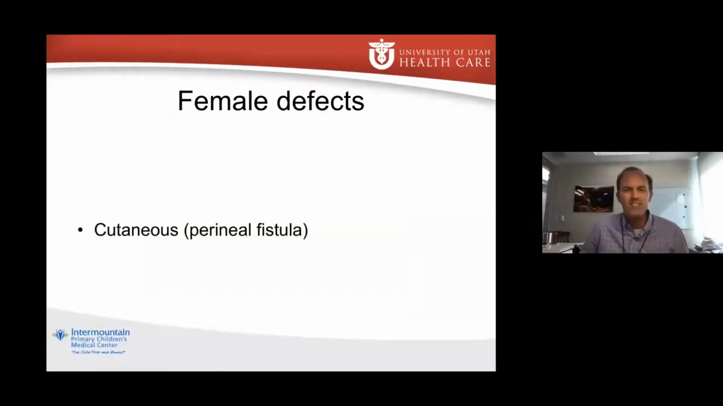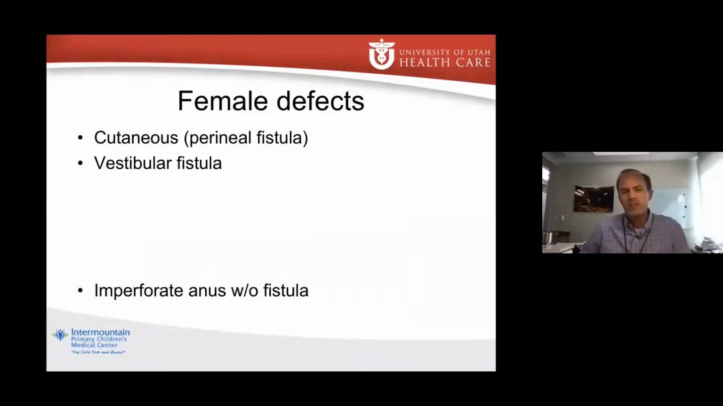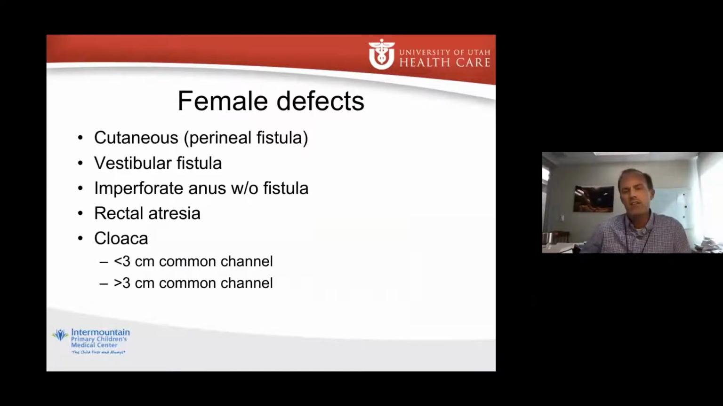Female defects. So you can have a perineal fistula with these guys again, where it's cutaneous. A vestibular fistula. You can have imperforate anus without a fistula, just like in boys. Rectal atresia, and then cloaca. And most people will divide these into patients with a long channel versus a short channel, and the cutoff is typically 3 centimeters. You'll see that in the literature and in textbooks, and we'll talk about why. And then other complex malformations as well.